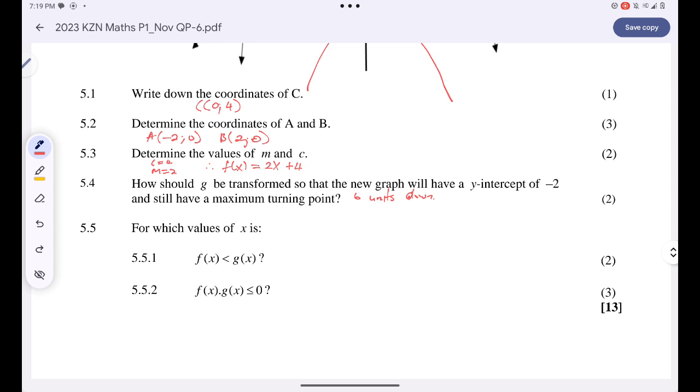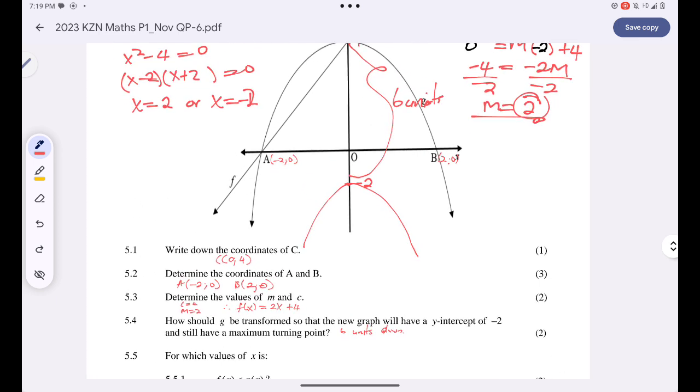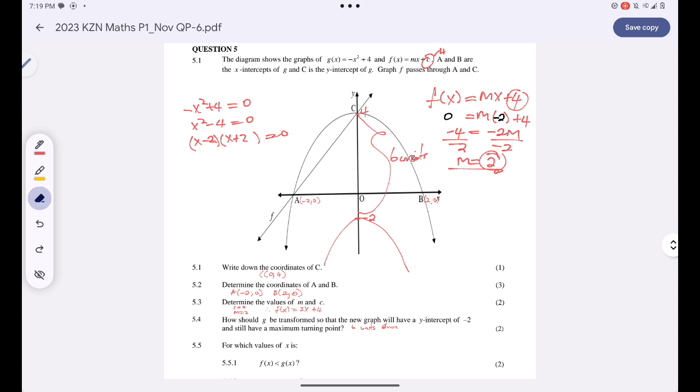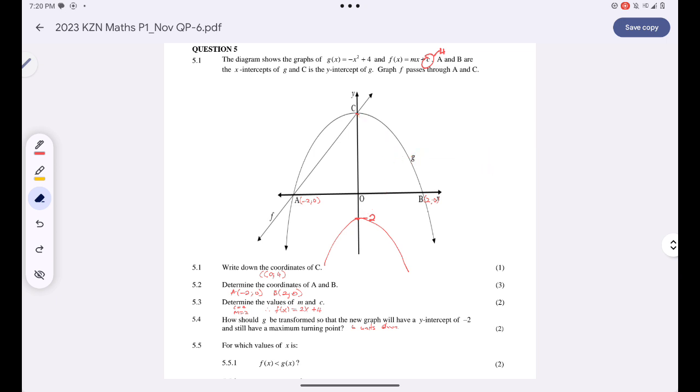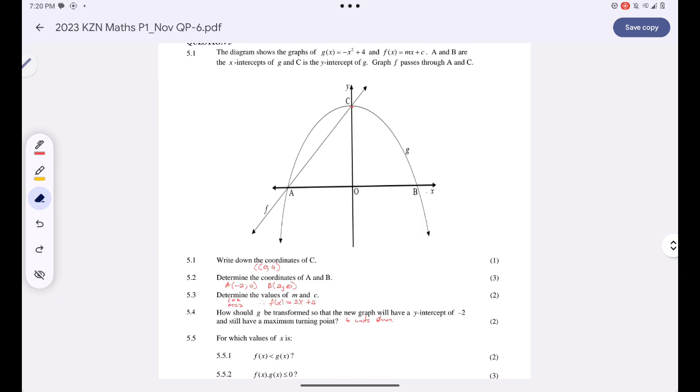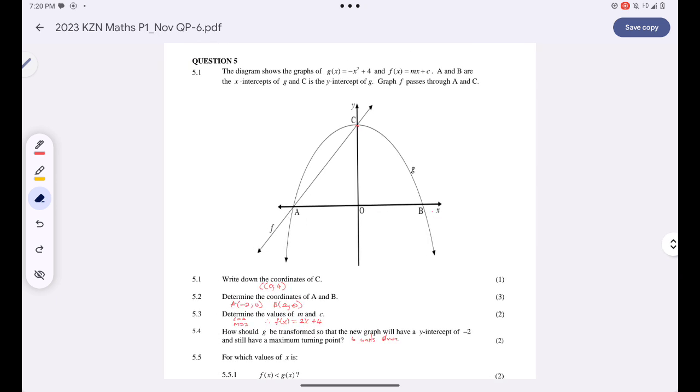For which values of x is the graph of f below the graph of g? Whenever they say f of x less than g of x, they are just asking you where is your graph? For which values of x is the graph of f of x below the one of g of x? That's what they are asking you. F of x is the straight line graph, g of x is the curve.